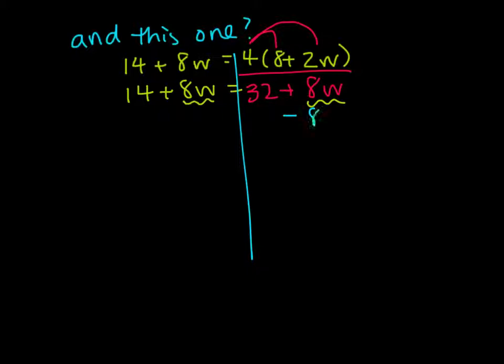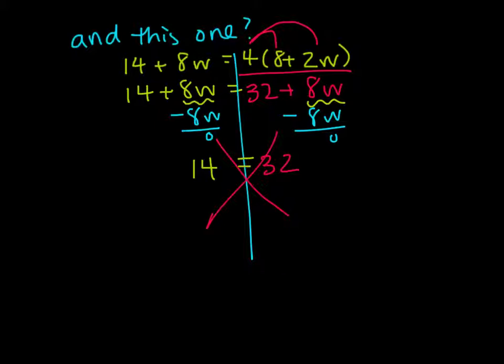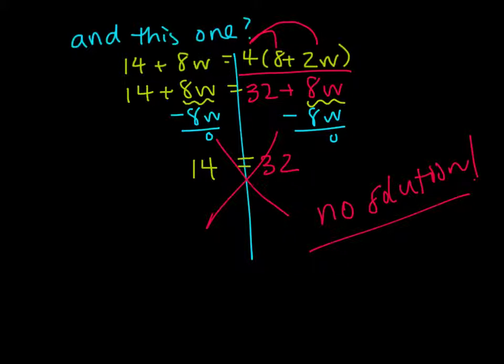If I were to subtract 8w, essentially get the w's on one side, 8w minus 8w is 0. So essentially we have 14 is equal to 32. That does not ever work. No solution. Boo. I don't like that problem.